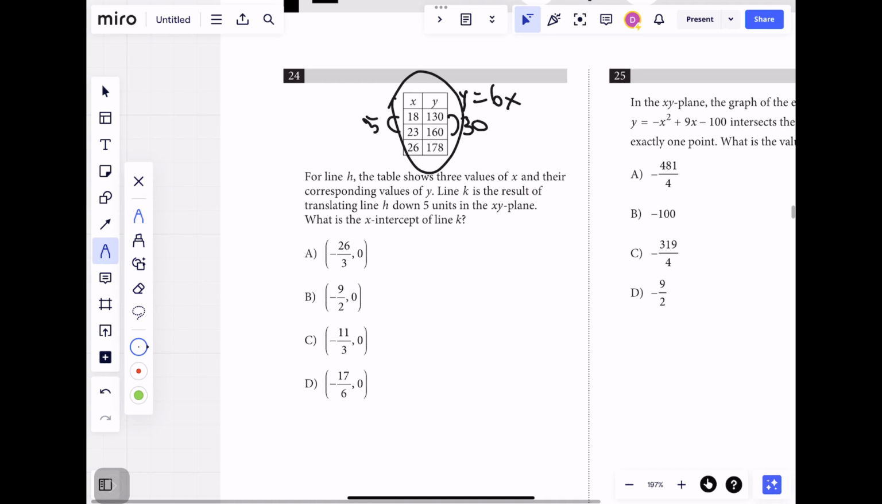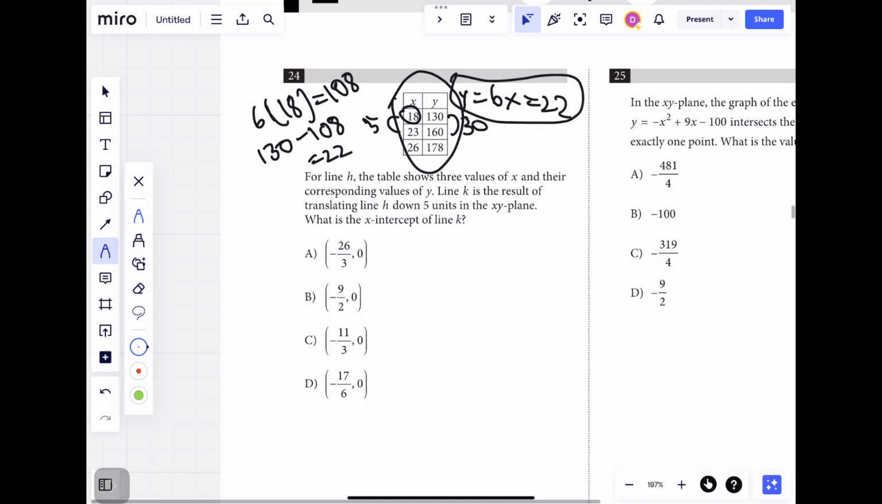And we can figure out the y-intercept by saying 6 times 18, which I'm getting from here, is 108, and then subtract 130 from 108, and we're going to get, when x is 0, y is 22. Okay, this is line H. Okay, now we're trying to find line K. In order to find line K, we need to translate it down 5 units.